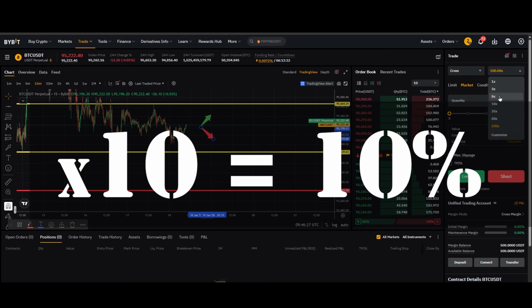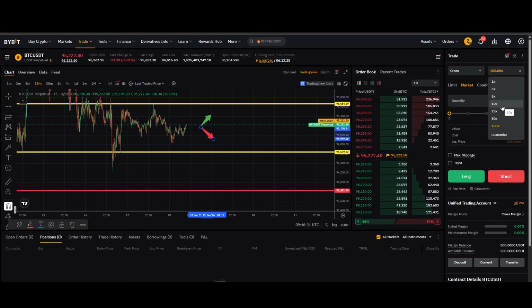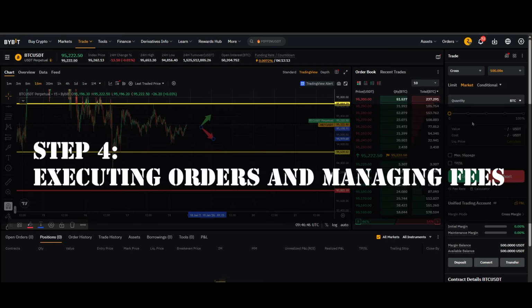With 10 times, about 10%. If you're a beginner, use low leverage. Not because it's boring, but because survival matters more. Low leverage first. Learn first. Speed comes later. Now let's place an actual order.